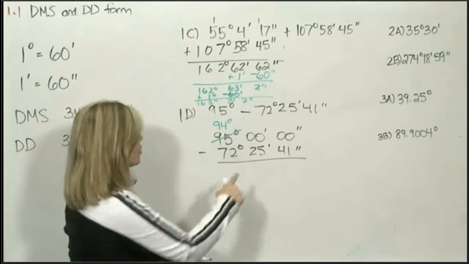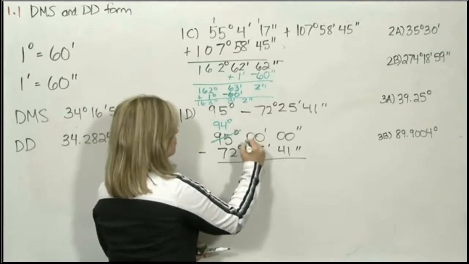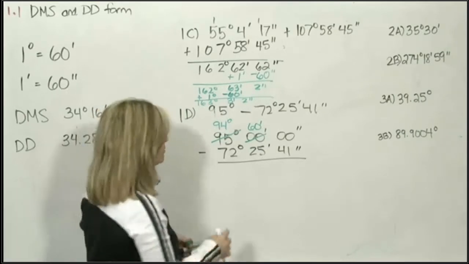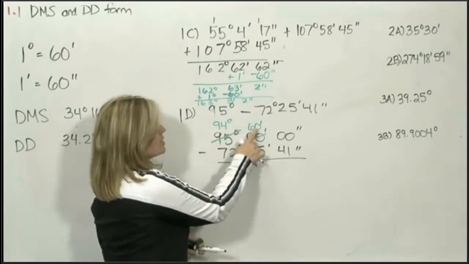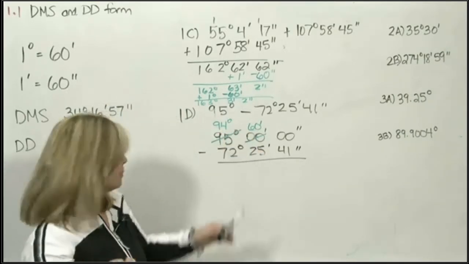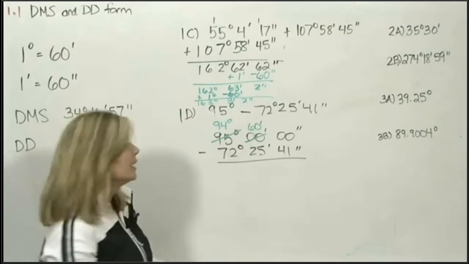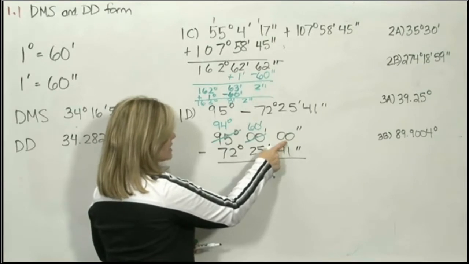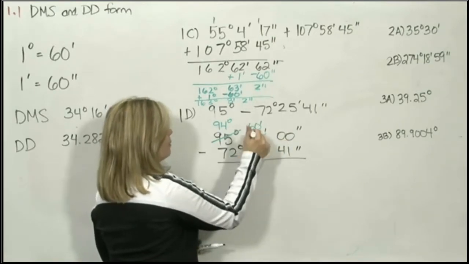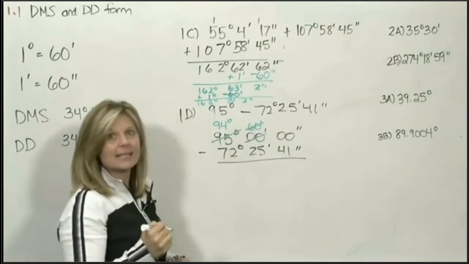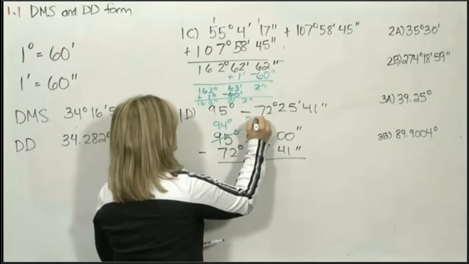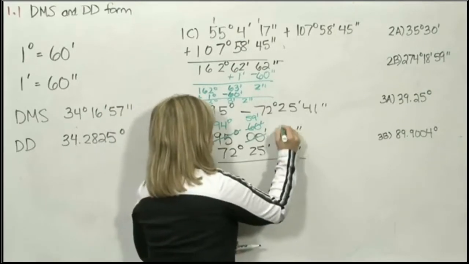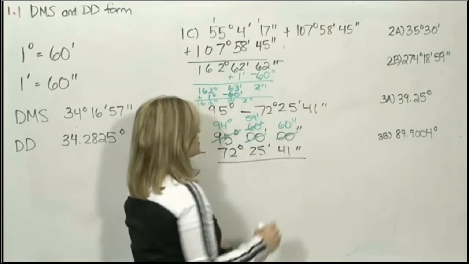But borrowing 1 degree is how many minutes? That's 60 minutes. Now think about that. If I had 94 degrees, 60 minutes, would that still make the 95 degrees? Yes. Now remember, I'm still trying to subtract seconds. I have no seconds here, so I'm going to borrow. I'm going to now borrow from minutes. I had 60 minutes, so now if I borrow 1, it's 59 minutes. When I borrow that 1 minute, I'm really borrowing 60 seconds.